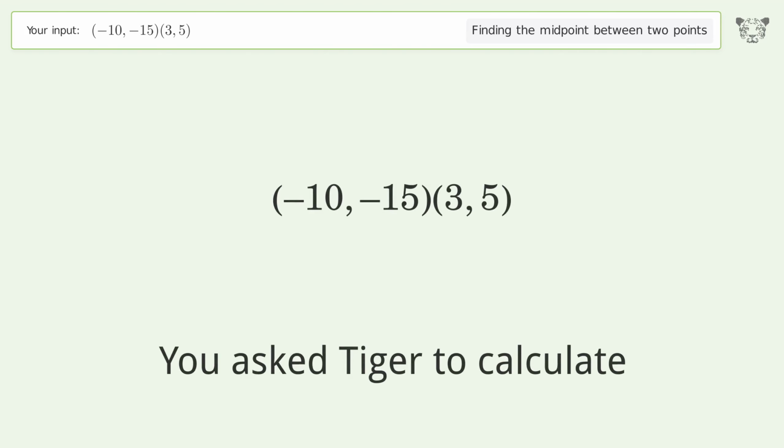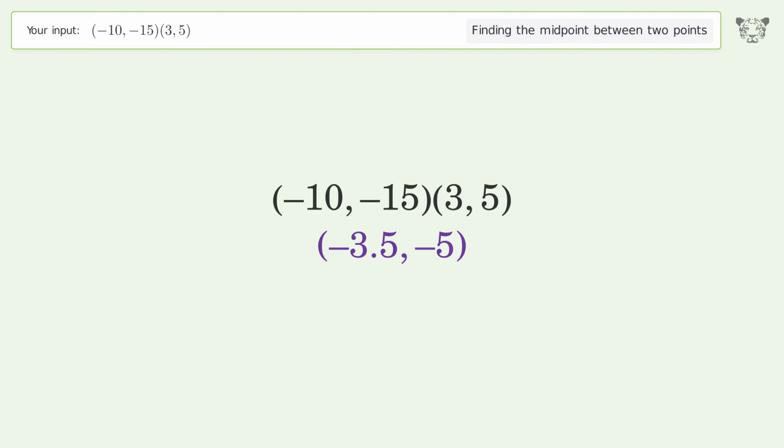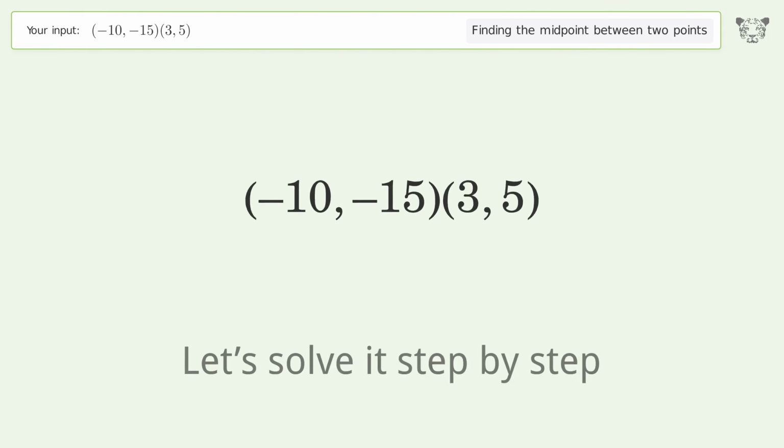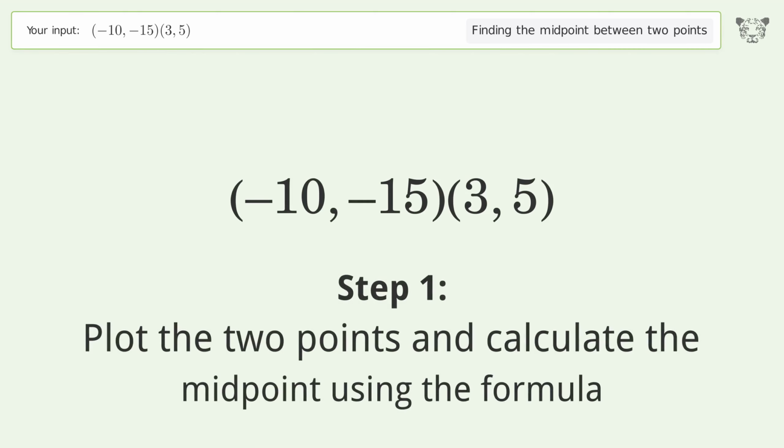You ask Tiger to calculate. This deals with finding the midpoint between 2 points. The midpoint between the 2 points is -3.5, -5. Let's solve it step by step. Plot the 2 points and calculate the midpoint using the formula.